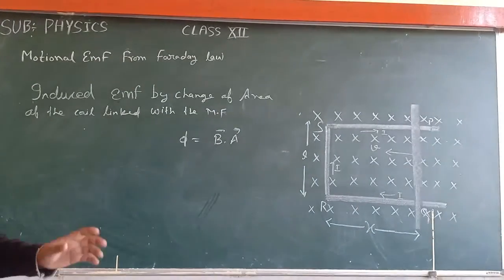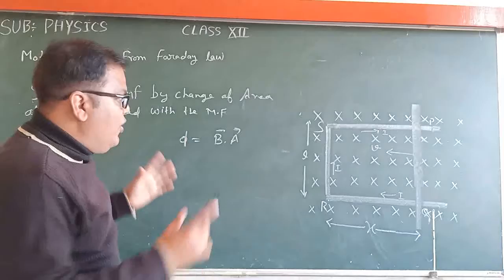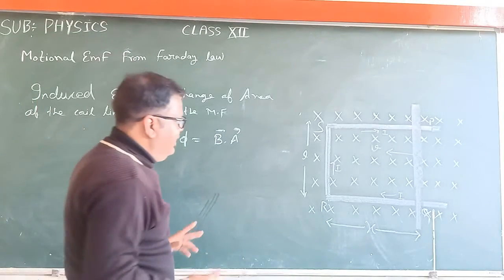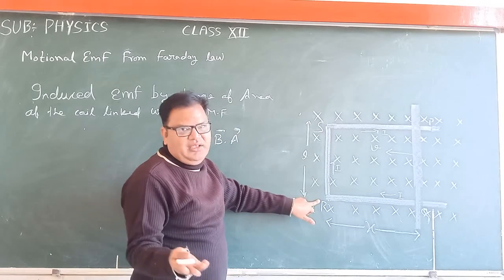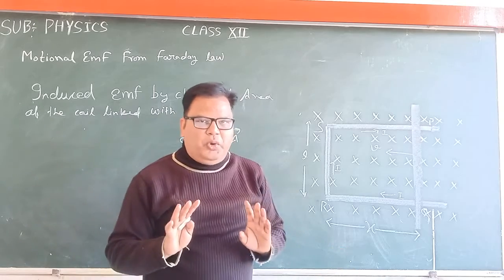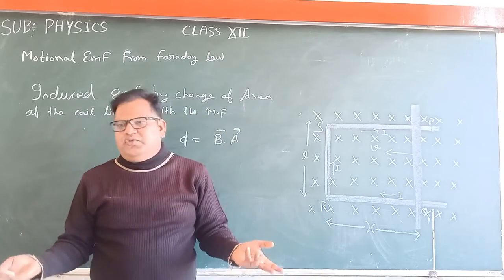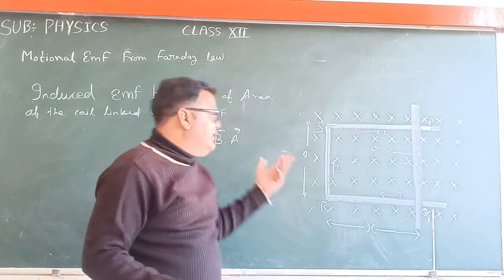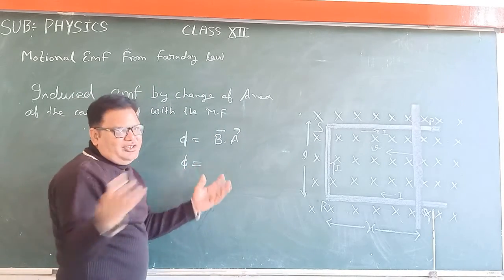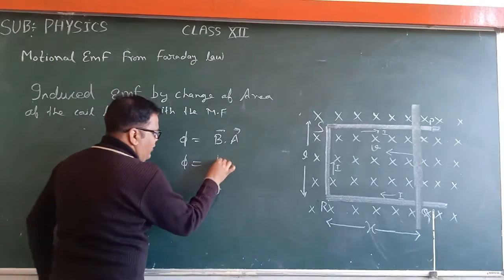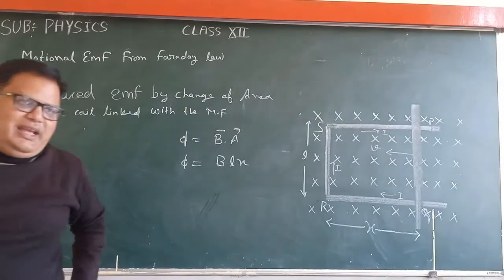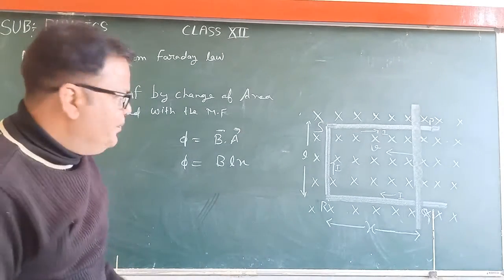Then what is the area of the frame PQRS? Just think. It has a length L and a breadth x. The area of a simple rectangular frame is length into breadth. Then phi equals B A cos theta, with theta equal to 0 since the field is along the same direction, so phi equals B times length into breadth. That is the area. Phi equals BLx. Okay, student? I think you got it.